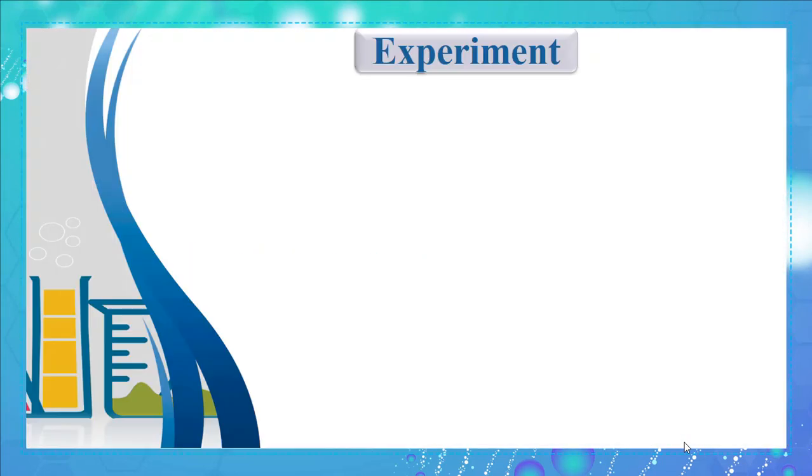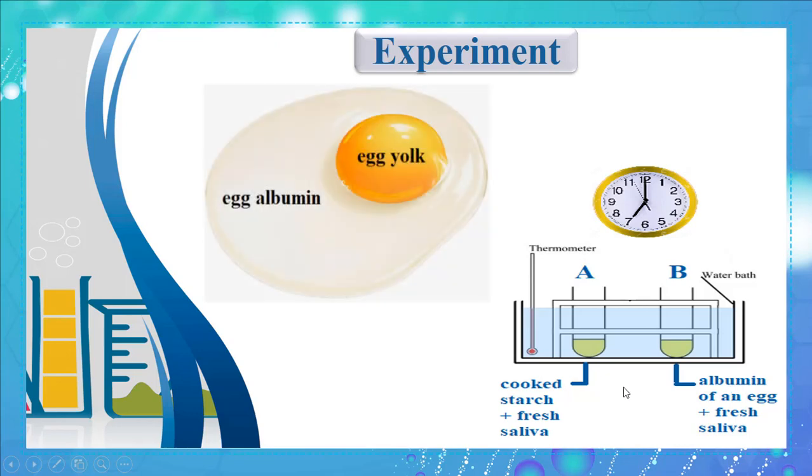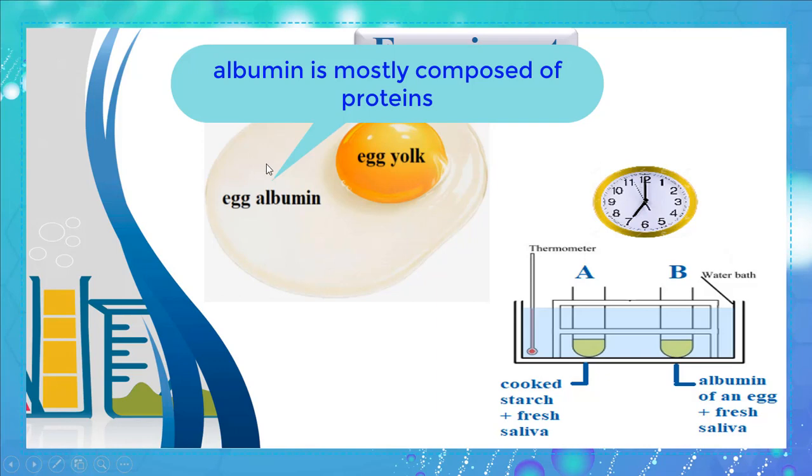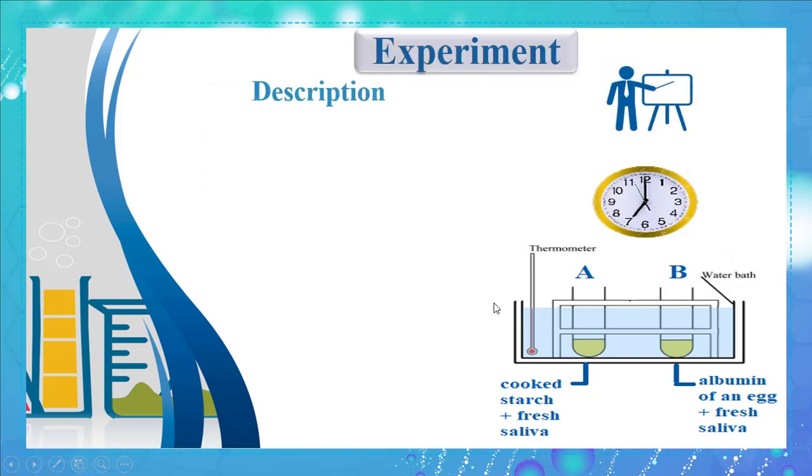In order to study the mode of action of digestive enzymes, we conducted the following experiment. So here in tube A we have cooked starch and fresh saliva, and in tube B we have albumin of an egg and fresh saliva. But what is albumin? Well, it is the white part of the egg, see? Now let's get to the description.